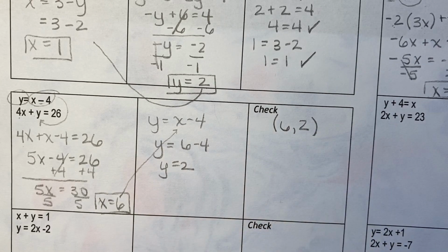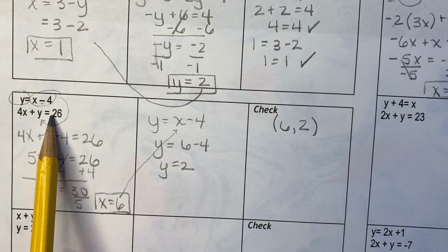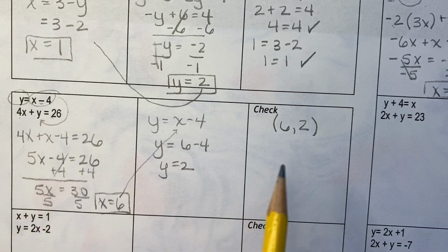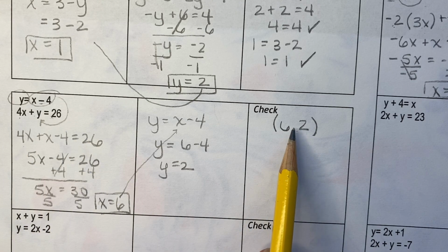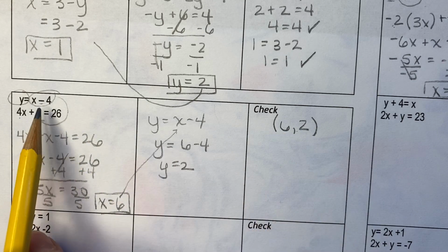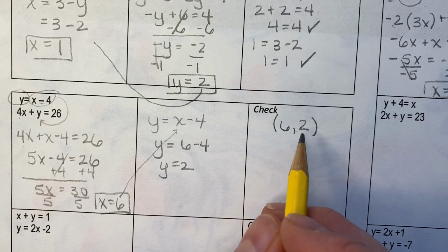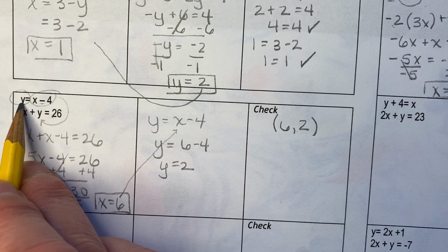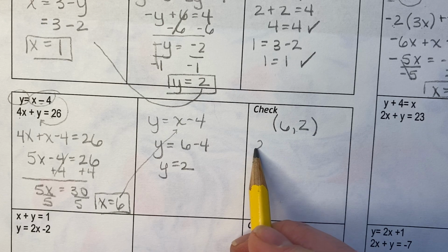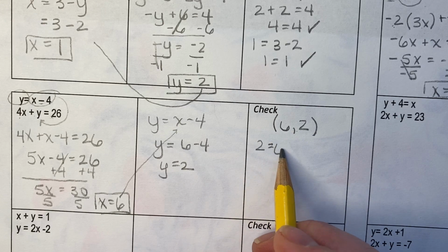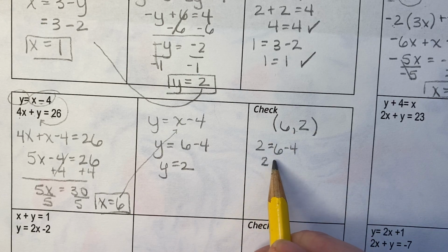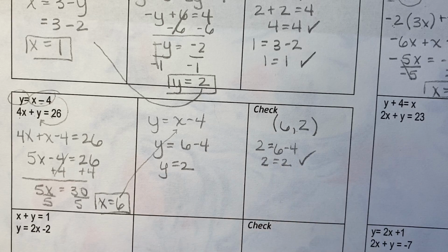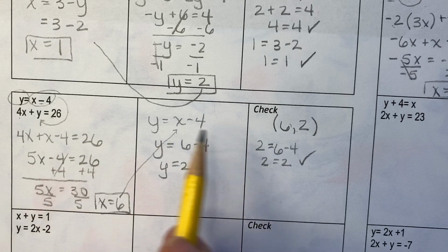The point (6, 2) should lie on both lines. It should be where they intersect. To check it, I'm going to substitute this x and y into the equations. So the first equation is y equals x minus 4. I'm going to put a 2 in for y, and then 6 minus 4, and I get 2 equals 2. That checks out. It tells me that it lies on that line.